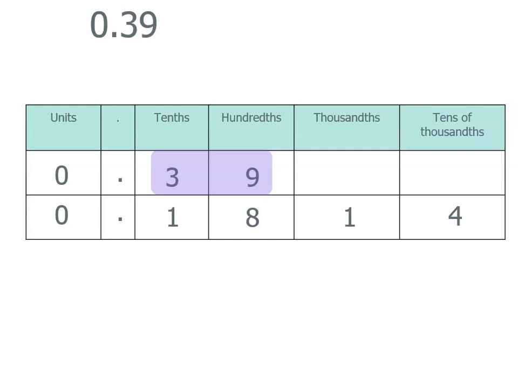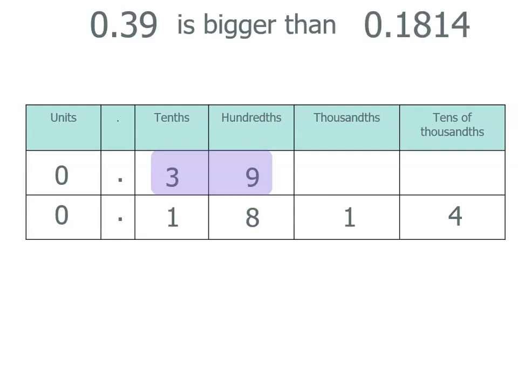0.39 is the same as 39 hundredths, and that's actually bigger than 1,814 tens of thousands. And it's all because there's a 3 in the tenths place compared to a 1 in the tenths place. So don't forget, check the place value, not the number of digits a number has.